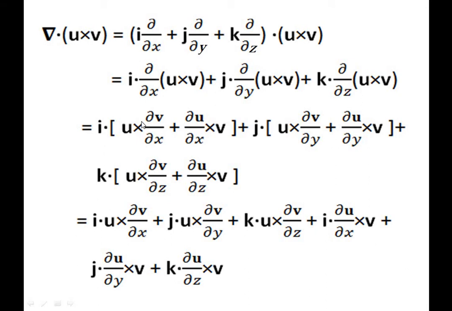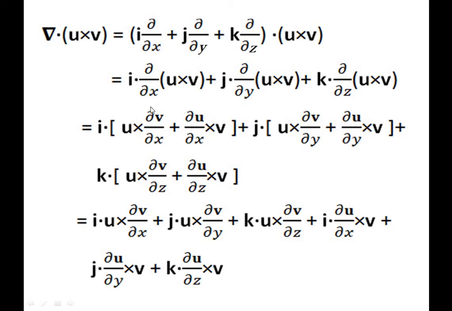In the same way, when taking the partial derivative of the product of two vectors, here we take the partial derivative of u cross v, which is equal to i dot (u cross ∂v/∂x plus ∂u/∂x cross v). That is, first function cross derivative of second function, plus derivative of first function cross second function. Similarly for ∂/∂y of u cross v, we get j dot (u cross ∂v/∂y plus ∂u/∂y cross v). Similarly for ∂/∂z of u cross v, equal to k dot (u cross ∂v/∂z plus ∂u/∂z cross v).